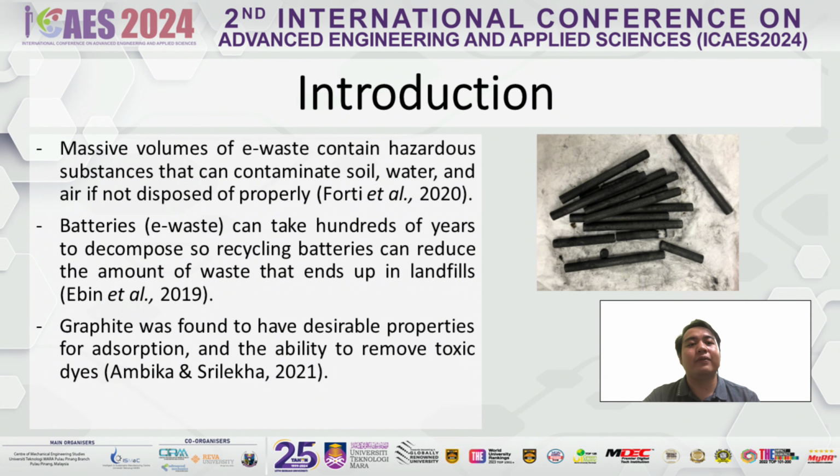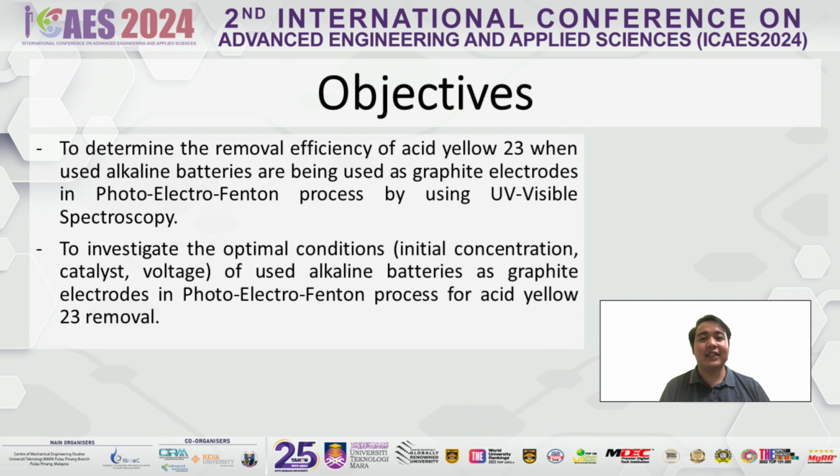The objective of this study is to determine the removal efficiency of acid yellow 23 when used alkaline batteries are used as graphite electrodes in the photo-electro-Fenton process, by using UV visible spectroscopy. This study also aimed to investigate the optimal condition of using used alkaline batteries as graphite electrodes in the photo-electro-Fenton process for acid yellow 23 removal.